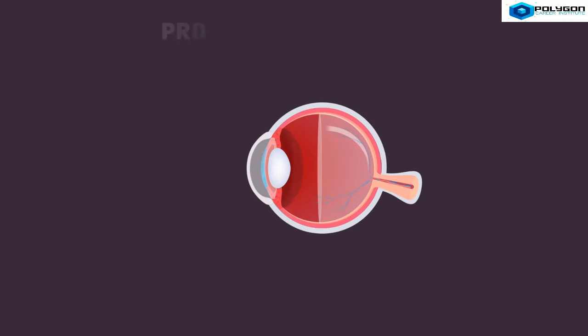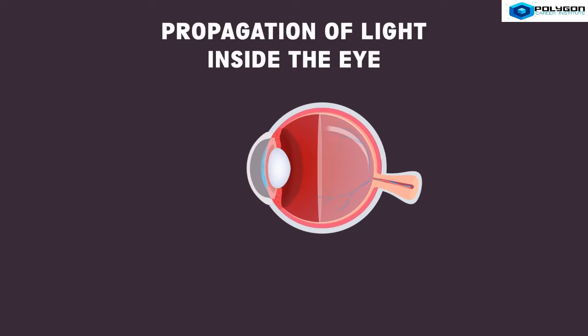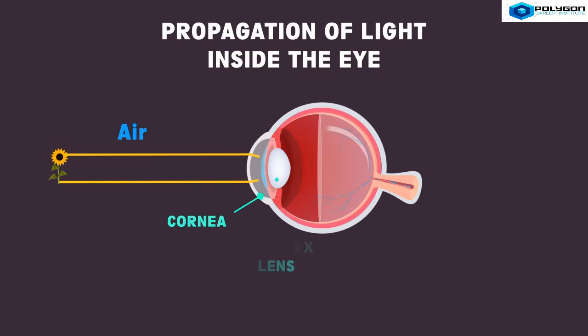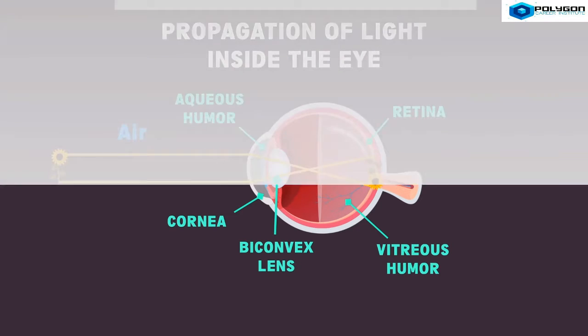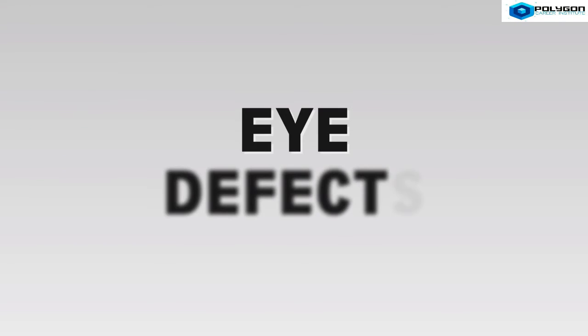Okay, so what did we learn from this video? We learnt how the light propagates inside the eye. Most of the light is refracted at the air-cornea interface and then falls on the lens after travelling through aqueous humor. The lens then focuses all the light through the vitreous humor on the retina by adjusting its focal length. In the next video, we will study a few eye defects.